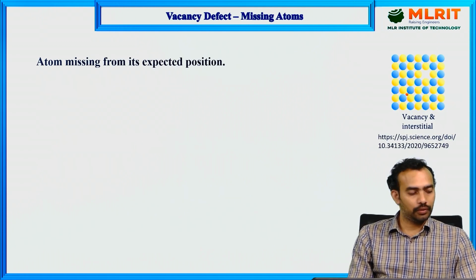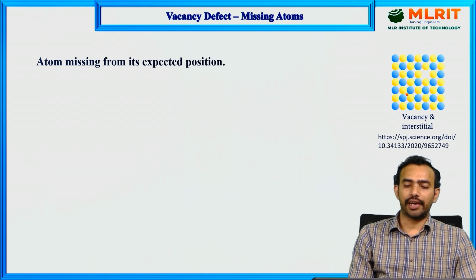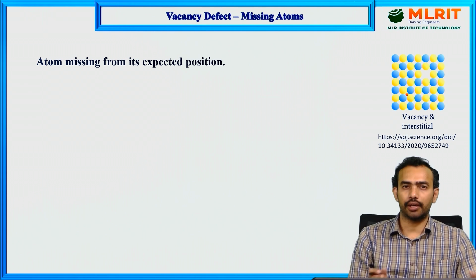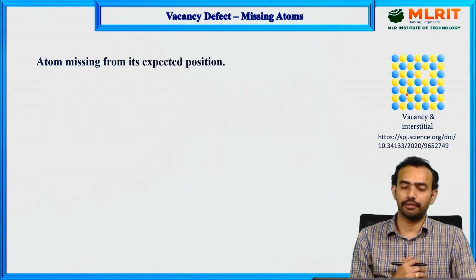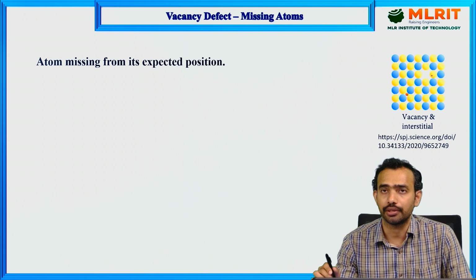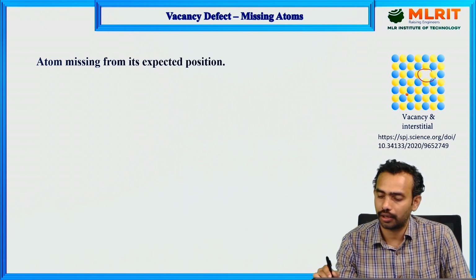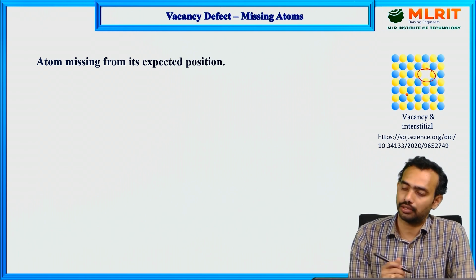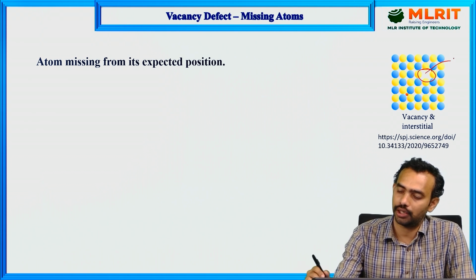In detail, a vacancy defect is, in short, an atom that is missing from its expected position in the regular arrangement of atoms. If one of the atoms in the regular arrangement is missing in this portion of the image, this is basically a vacant region.